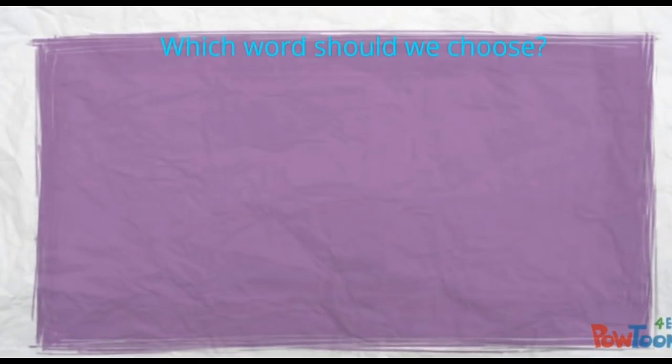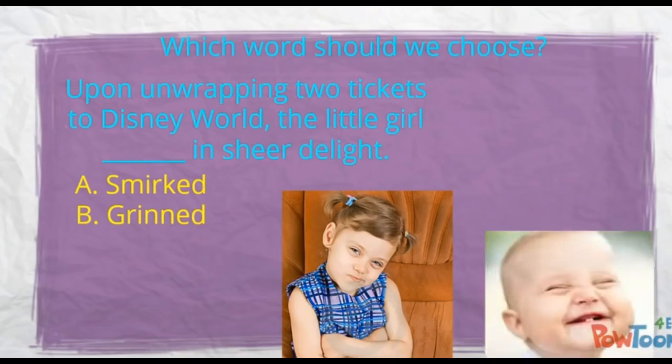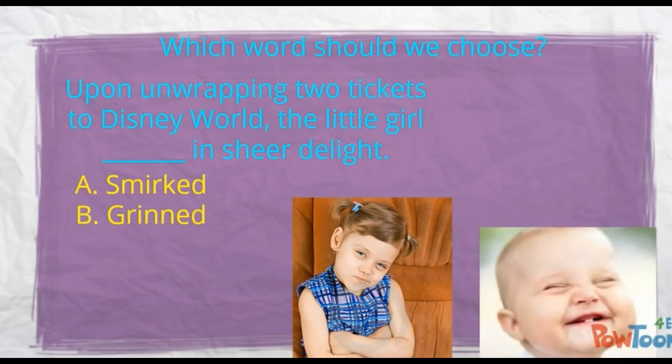So, which word should we choose? Upon unwrapping 2 tickets to Disney World, the little girl blank in sheer delight. Smirked or grinned are our 2 choices. We know that a smirk is a sarcastic face and a grin is a real smile. Context clues tell us that the little girl was feeling delight, so we can assume that she would have given a real smile. That's how we can figure out that the answer should be B, grinned.